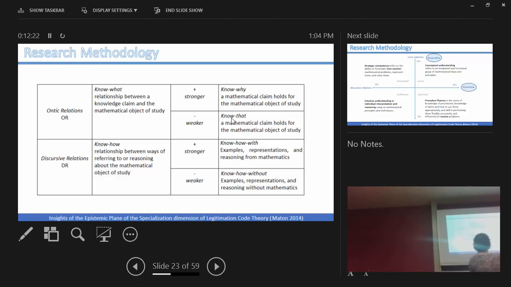In terms of knowing how, the discursive relations, that's the horizontal axis. The stronger knowing how means that we're going to represent and reason more with mathematics. The weaker version is we know how without mathematics. So we can do it with our own intuitive notation or whatever we want to do. I'm not saying either of these is better than the other. This is also insightful at times.